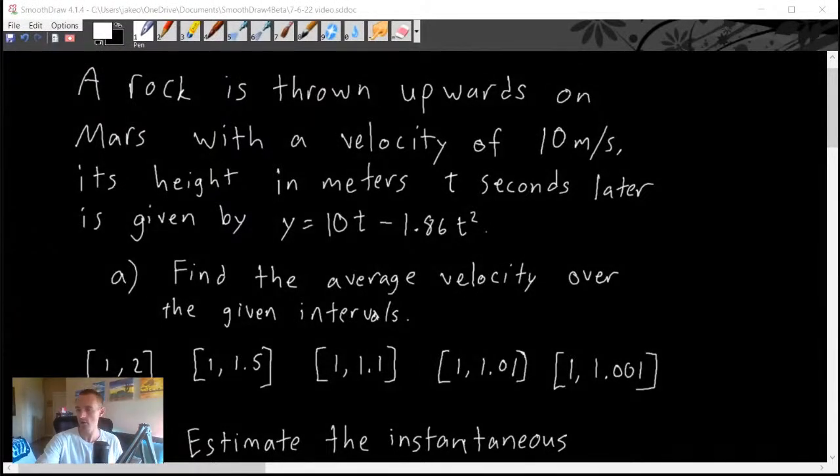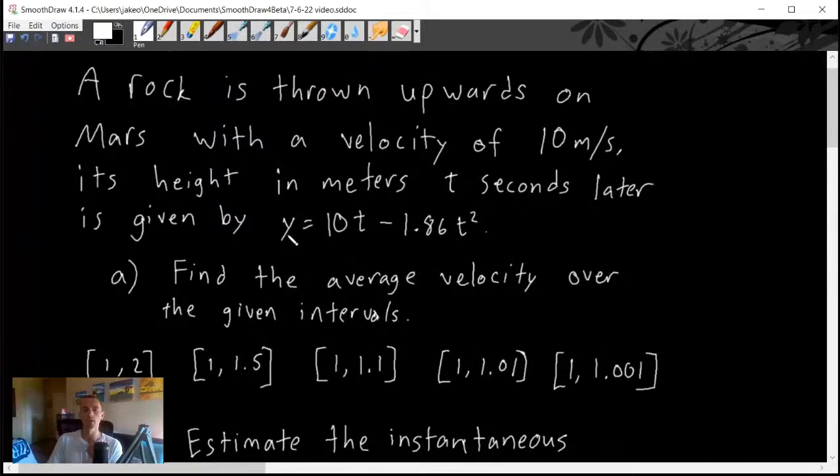So here is the first one we have. We're going to be finding average velocity based on this situation here. We have a bit of a word problem. A rock is thrown upwards on Mars with a velocity of 10 meters per second. Its height in meters, t seconds later, is given by this equation.